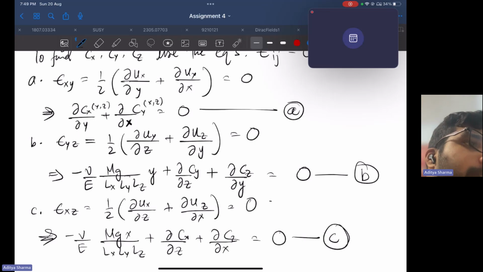So either Cx is a constant function of y and Cy is a constant function of x. In that case, we can satisfy this. Or we may have Cx to be a linear function such that dCx by dy is some constant, and this constant cancels with the constant which comes from dCy by dx. So that is one thing which we can argue.